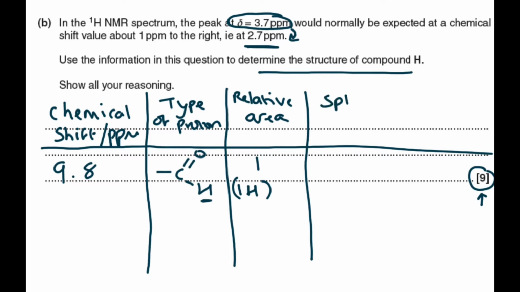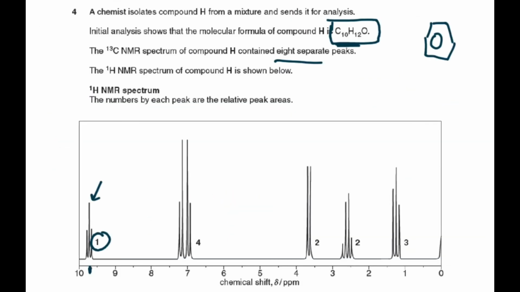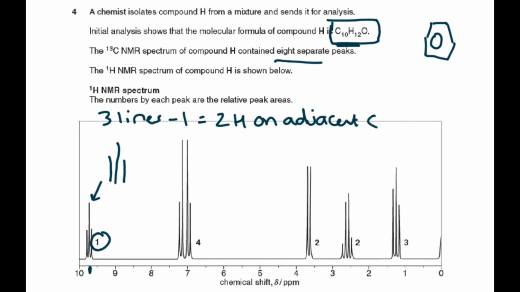And then if you write the splitting pattern and explain the splitting pattern, then you will get all the marks. Yeah, so for that peak, the 9.8 peak, we can see it is split in 3 lines, which is called a triplet. Okay, and what does that mean? So 3 lines, take away 1 is 2. So that means there are 2 hydrogens on the next carbon, on the adjacent carbon.